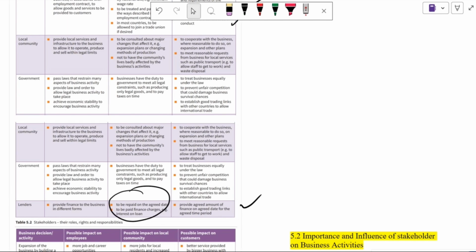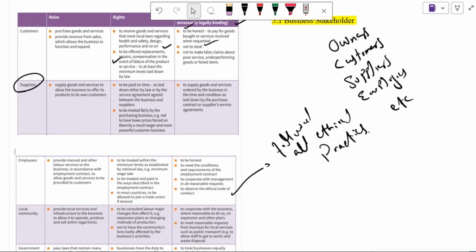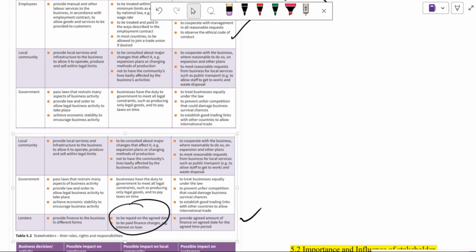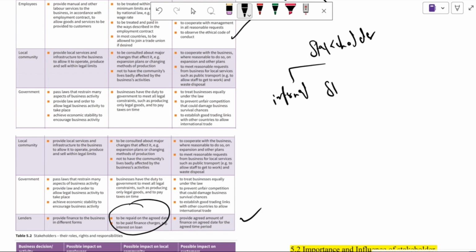So these are just a few examples of the stakeholders. We just discussed their roles, their responsibilities, and their rights. Let's divide them into two parts. We basically divide stakeholders into two parts. Number one, internal stakeholders, and the other one, external stakeholders.